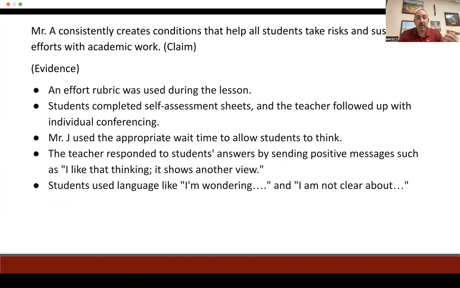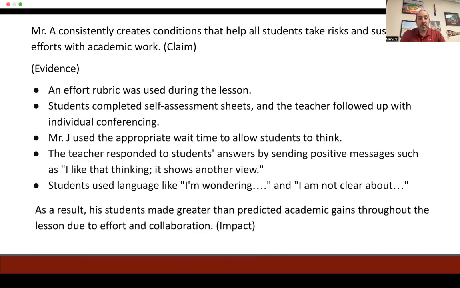There was a rubric, there was a self-assessment. I added some phrases that the teacher said. The teacher responded to students' answers by sending positive messages such as, "I like that thinking, it shows another view." Or students use language like, "I'm wondering," "I'm not clear about." So these pieces of evidence support that claim.